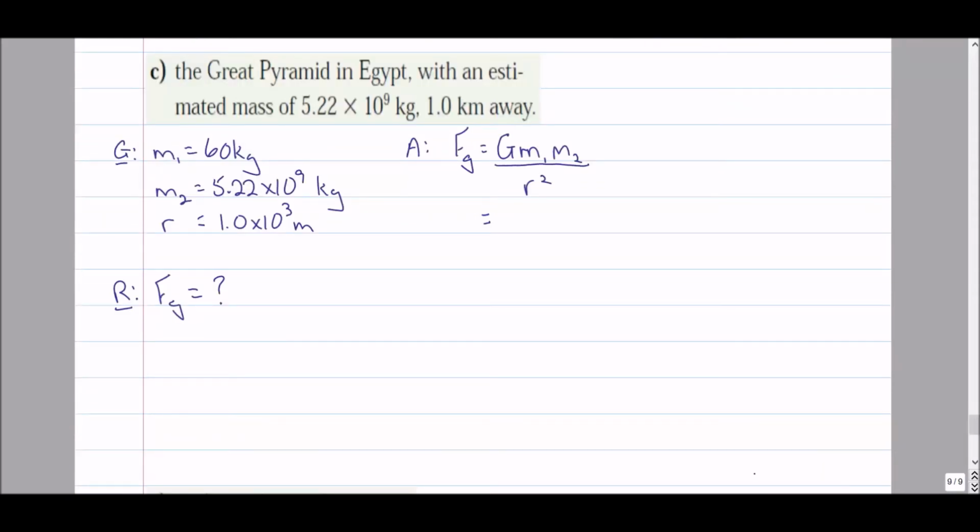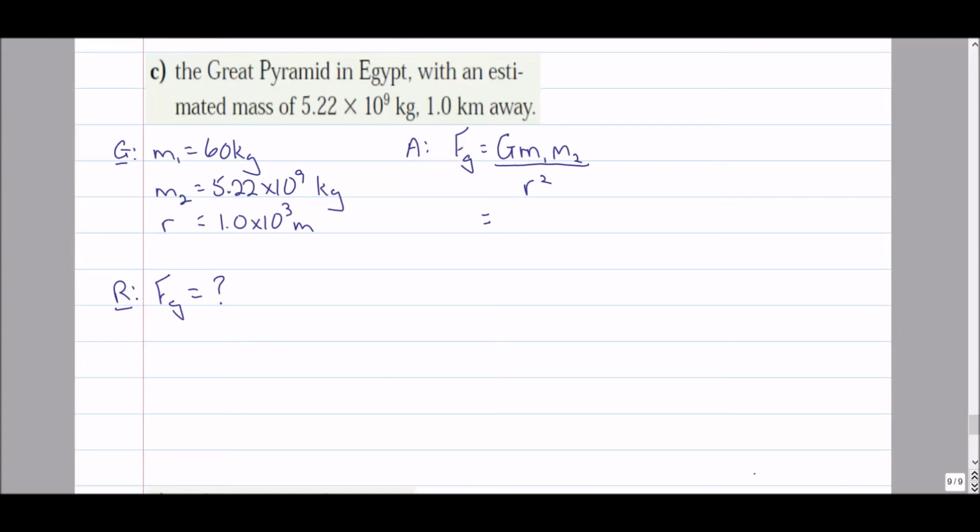So here's part C. We're talking about the Great Pyramid of Egypt with an estimated mass of 5.22 times 10 to the power of 9 kilograms. So we're talking a very massive object. Now it's about a kilometer away because we'd be looking at it maybe from that distance to take in the scope of the pyramid, to see it in its grandeur.